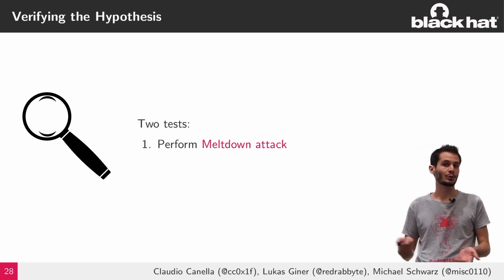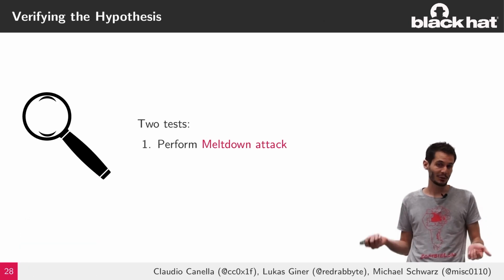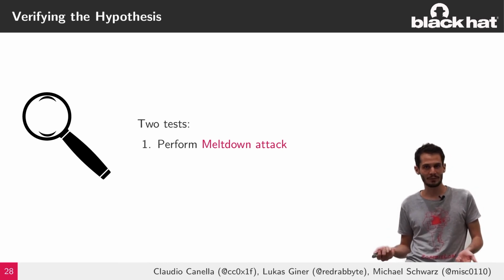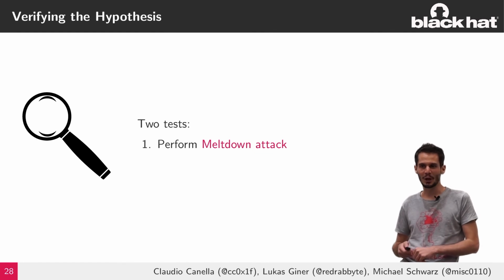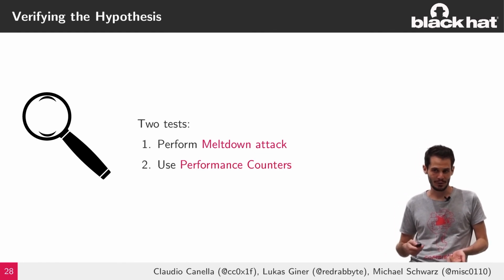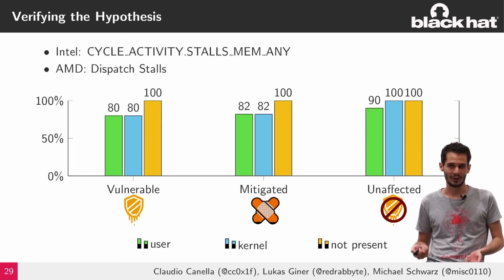First, we just do Meltdown. And Meltdown, unsurprisingly, on mitigated CPUs now returns 0 and not the data anymore. So that's good. Mission accomplished, right? So we confirm our hypothesis of how this works with some performance counters.